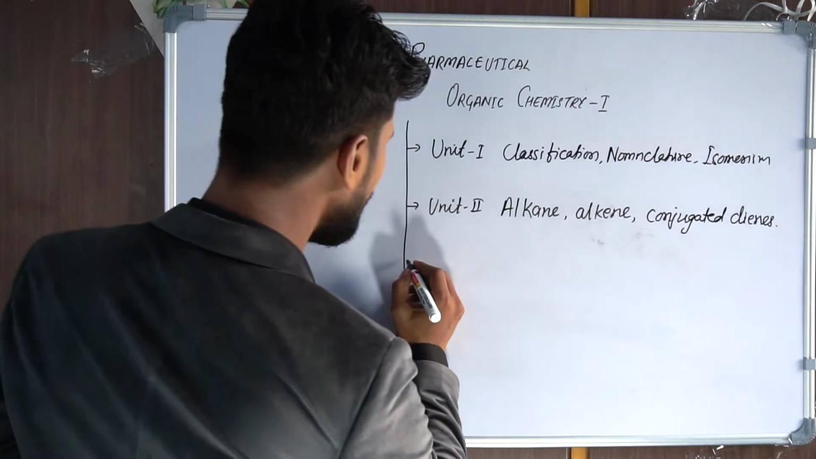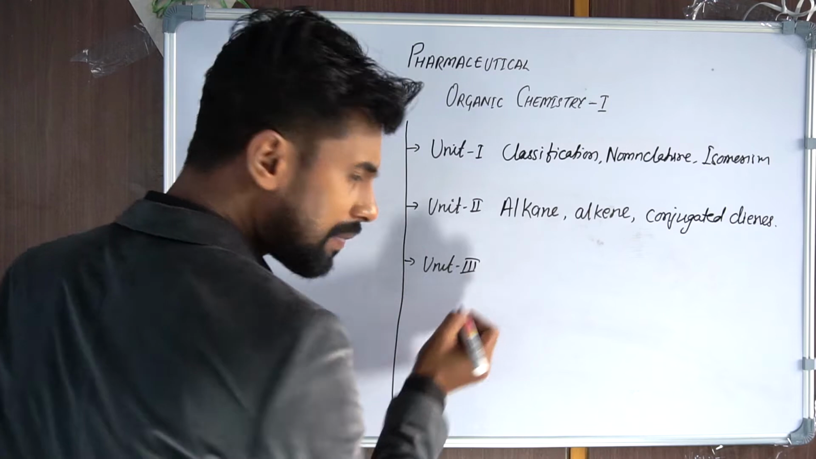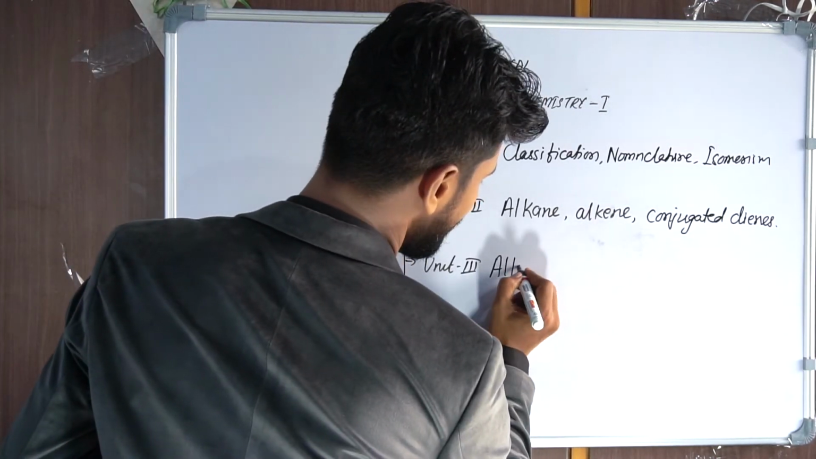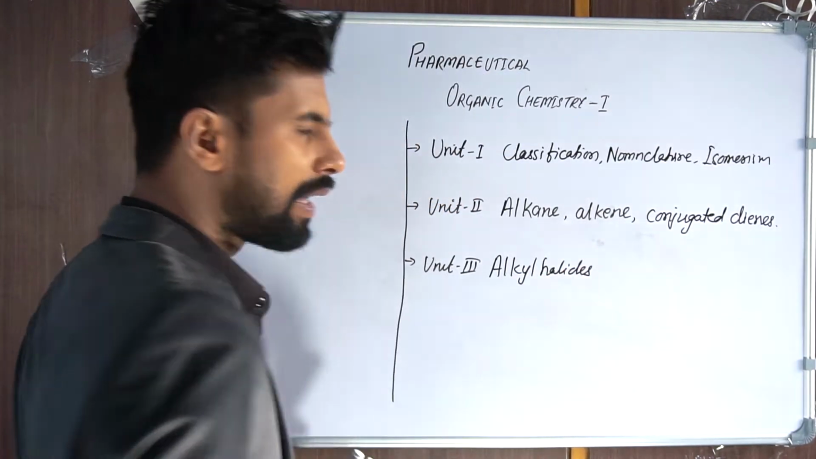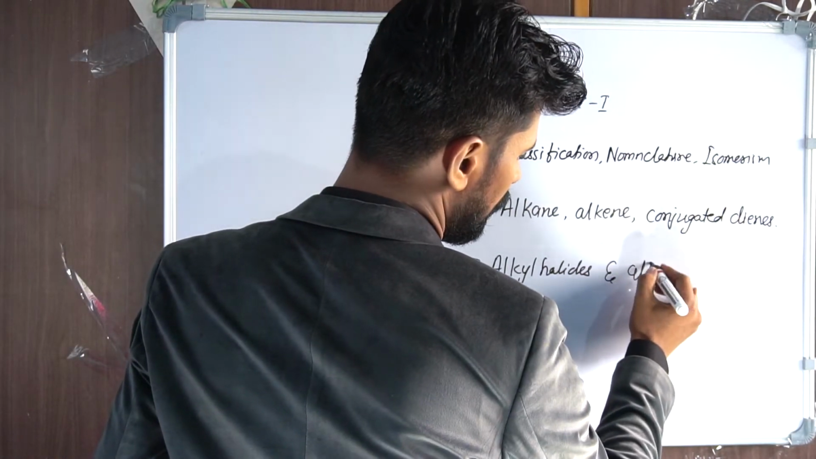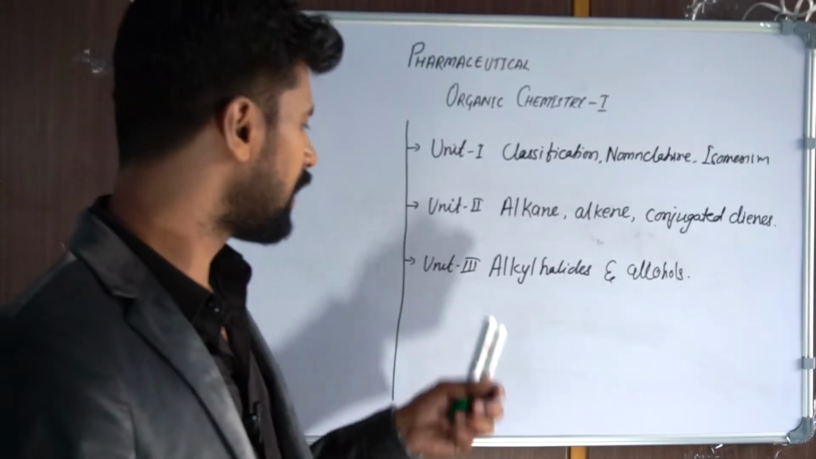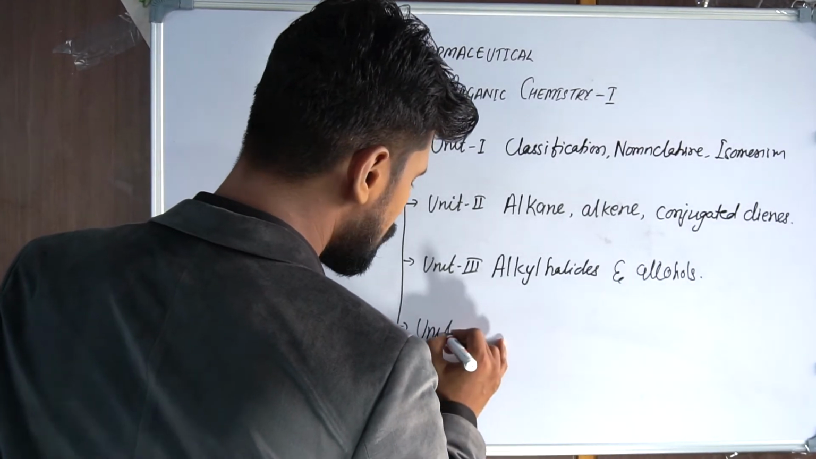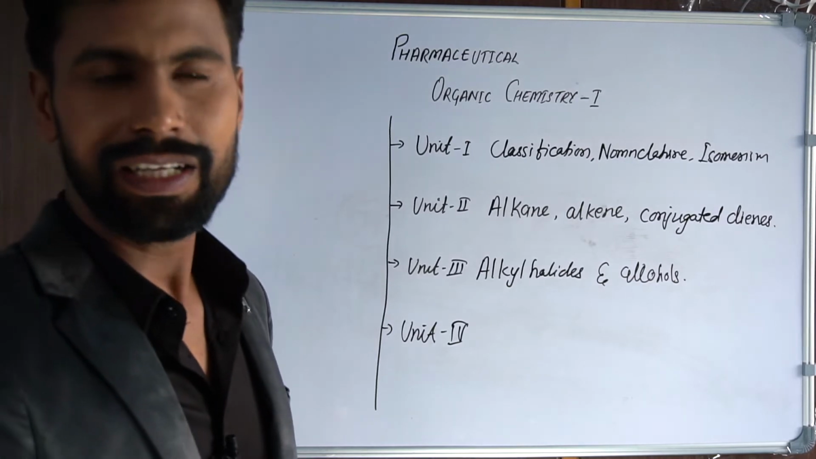Now coming to the third unit. In unit 3 we are going to discuss alkyl halides, and we are also going to discuss alcohols. So this is all about unit 3. Now coming to unit 4. If you see unit 4, this is going to discuss carbonyl compounds.